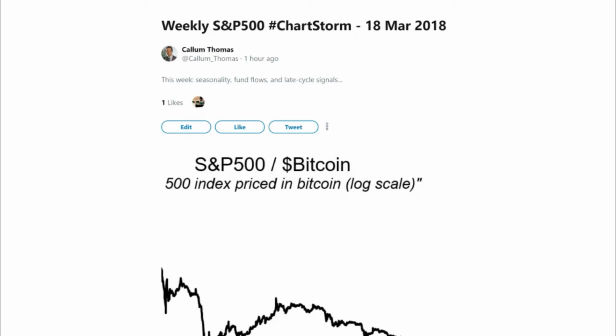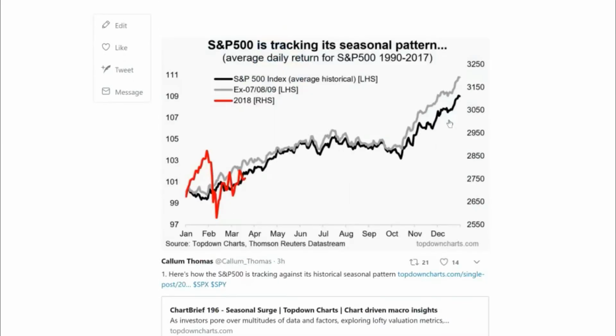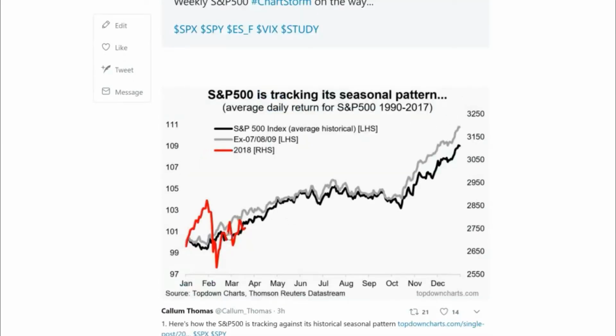This week, we've got seasonality, fund flows, and late cycle signals. So we'll get straight into it. The first one shows you in the red line the S&P 500 year to date against the average seasonal pattern over the 1990 to 2017 period. And you can see that I've also shown in the grey line the period excluding 2007, 2008, 2009, just to strip out the impact of the financial crisis. And you can see the pattern's pretty much the same.